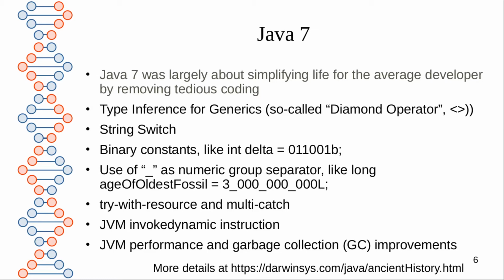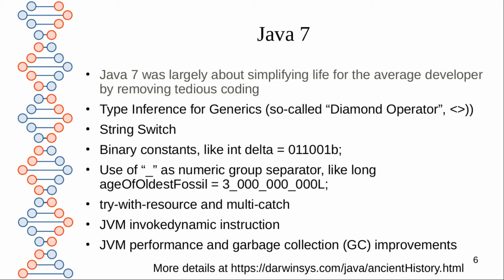That's the diamond operator. String switch allows you to use string constants rather than integers for the constants in a switch. So you can switch on names and addresses and so on. Binary constants, where you can put bits, it should be called bit string constants, really, put in a value as a bit pattern rather than as an integer or octal or hexadecimal number.